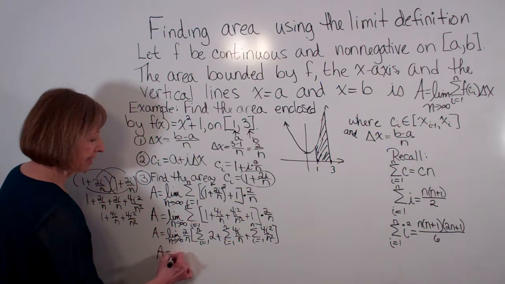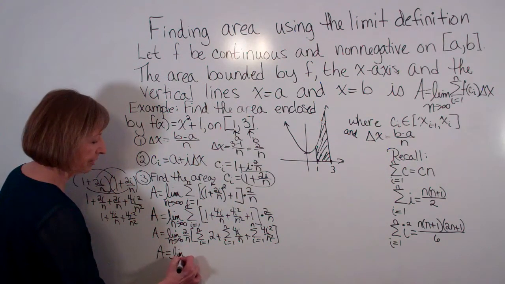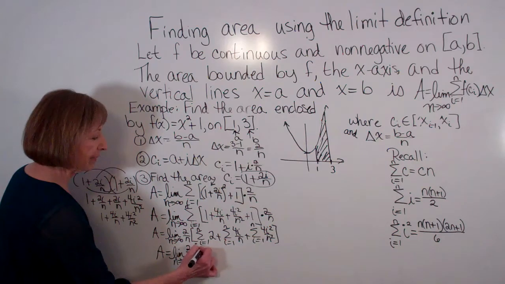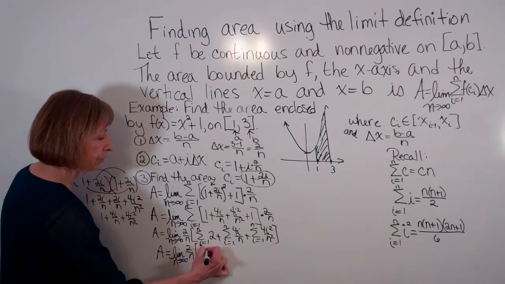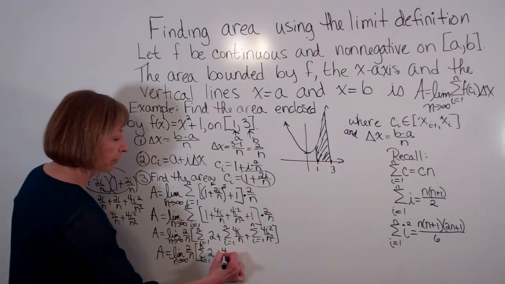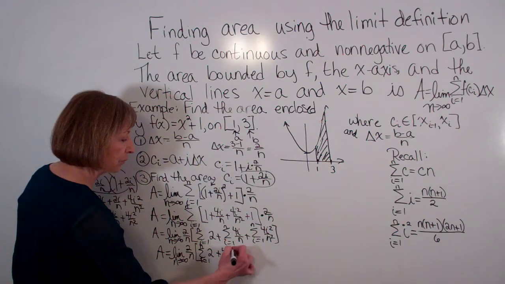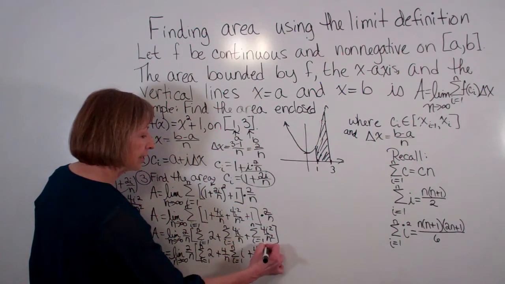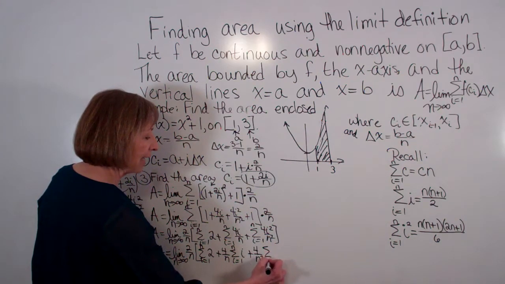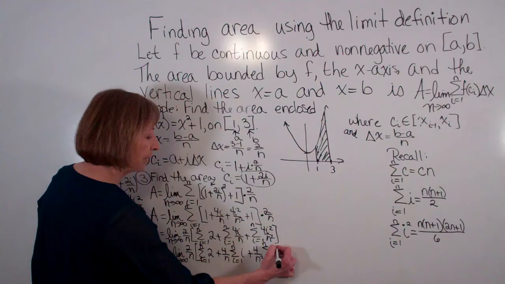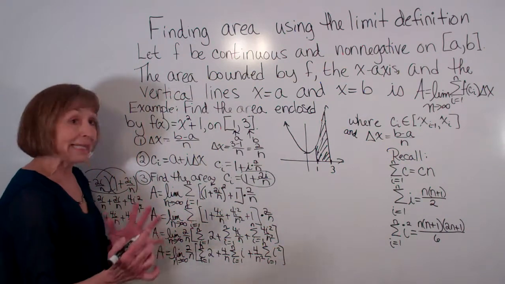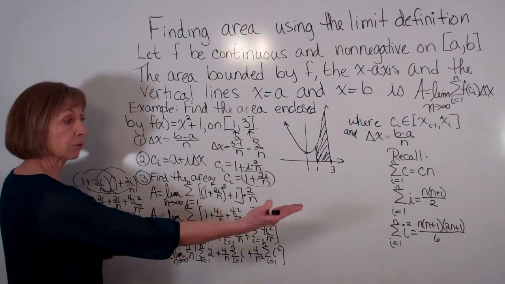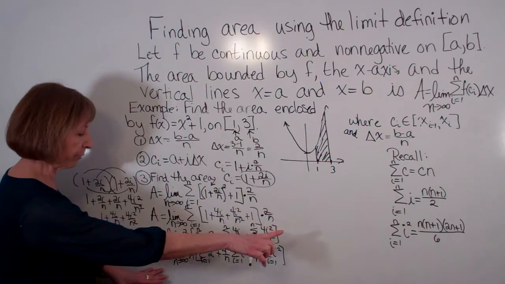So my area is the limit as n approaches infinity of 2 over n times, I'll have my summation i equals 1 to n of 2 plus 4 over n times my summation i equals 1 to n of i, and then plus 4 over n squared times my summation of i equal 1 to n of i squared. Now I can replace the summation of that quantity with the rule that we were remembering from before.